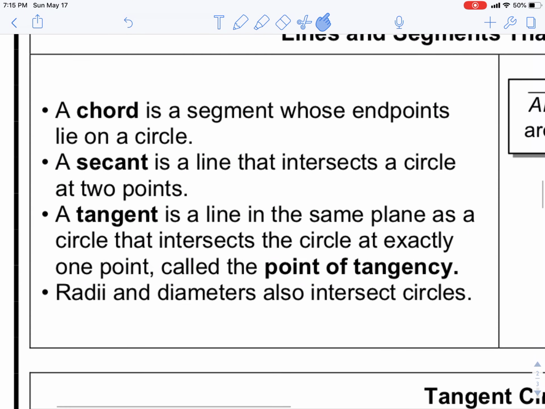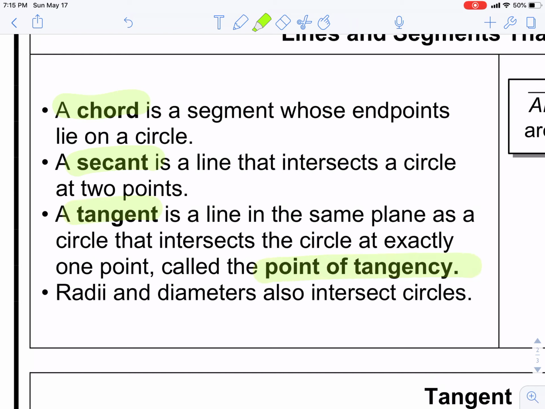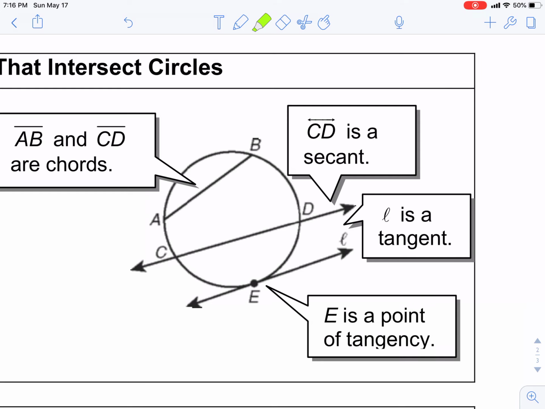So let's talk about our new words. We're not making a flip chart, but we are going to talk about these four words today, and we're going to label them and write them out. The first thing we have here is a chord. It says a chord is a segment whose endpoints lie on a circle. So A and B are lined up right on that circle, so we would say segment AB is a chord. We can also say C and D lie on it, so we're talking C to D, again just the segment piece. Okay? Difference between a segment and a line.